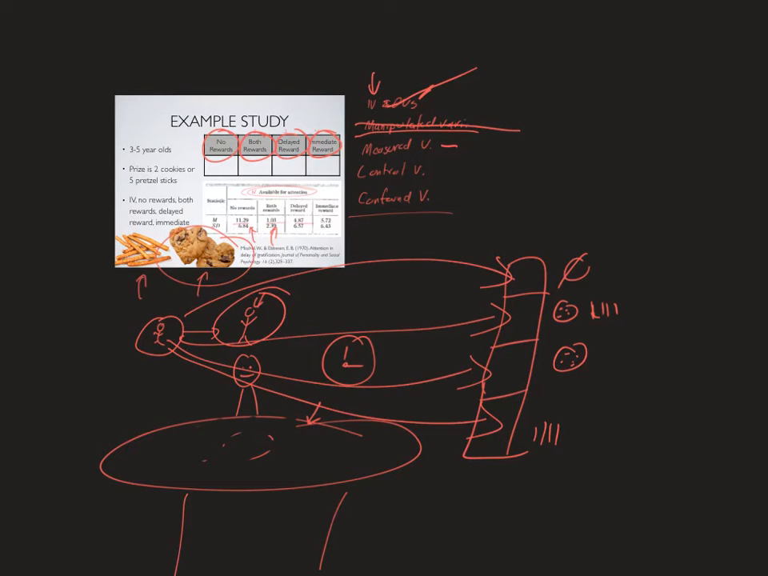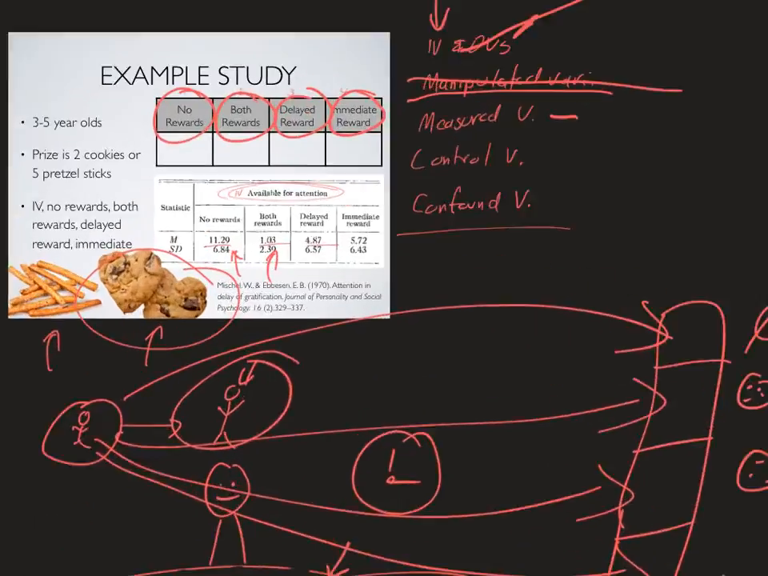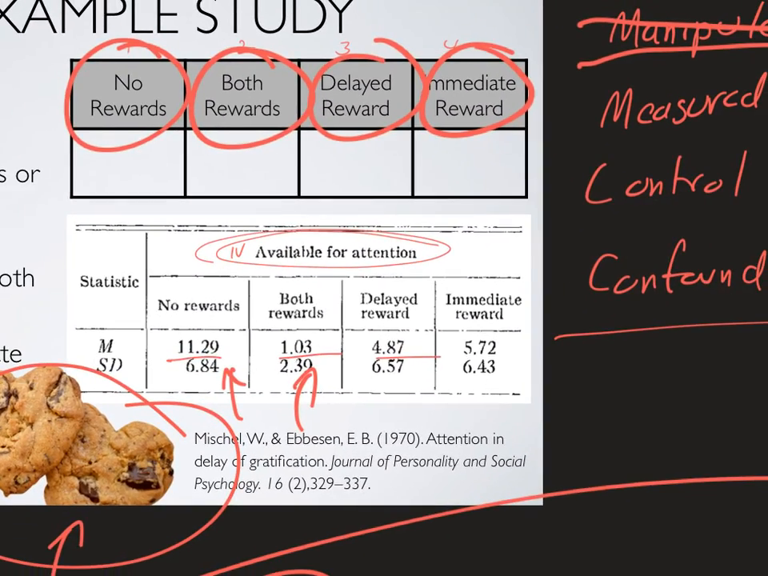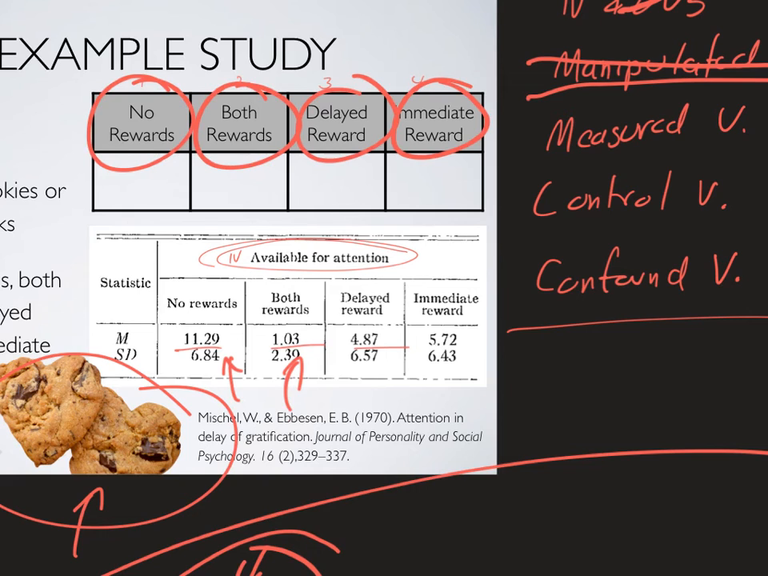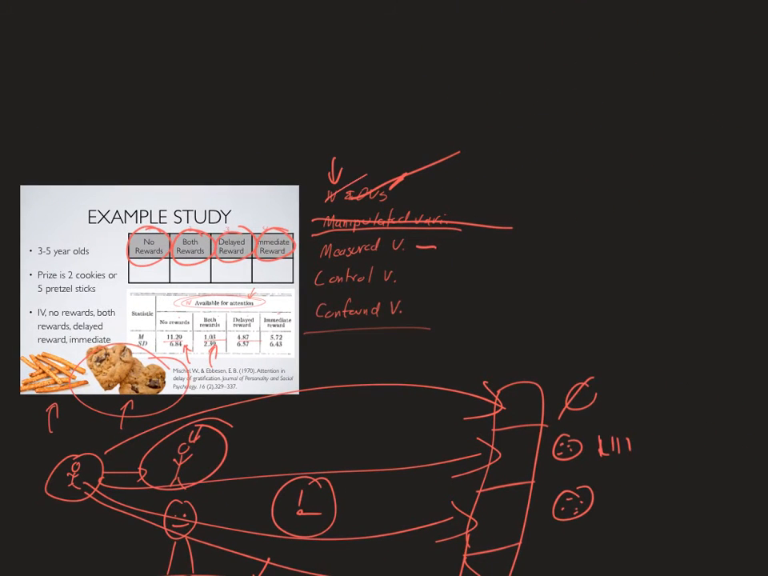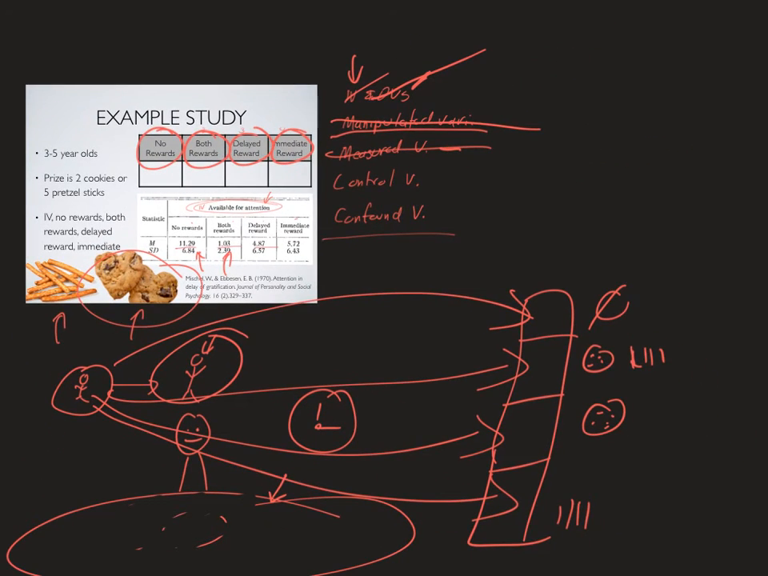The independent variable is a little bit trickier. I did discuss it already. But in this case, you're looking for a variable that has different situations of that variable. In my previous video, I had coffee and different levels of coffee. In this case, you have, are the rewards available for attention, and different levels for that. You have no reward, you have both rewards, you have delayed reward, and you have immediate reward. So that's IVs. And I got this one too. So that's how these terms fit into this example.